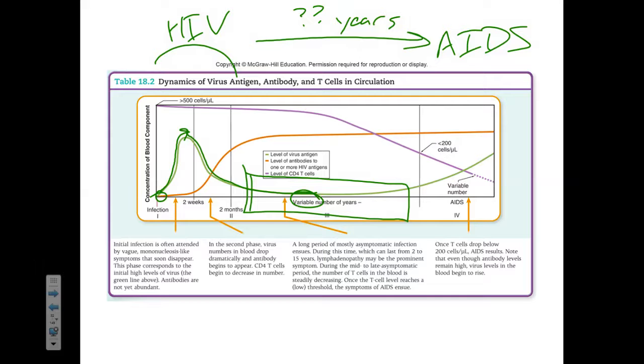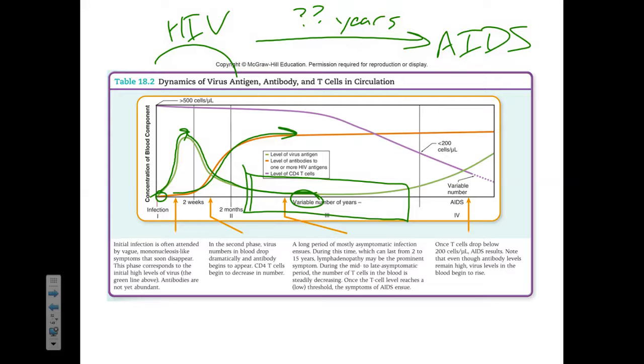Now, initially, there's going to be a spike in the virus, and then the virus drops off again. That initial spike in the virus is going to cause our body to start to make antibodies that will target antigens specific to HIV. And those concentrations of antibodies are what we commonly use as an indicator test for HIV. So one common method to confirm a diagnosis of HIV is a serological exam that examines the blood for the presence of HIV antibodies.